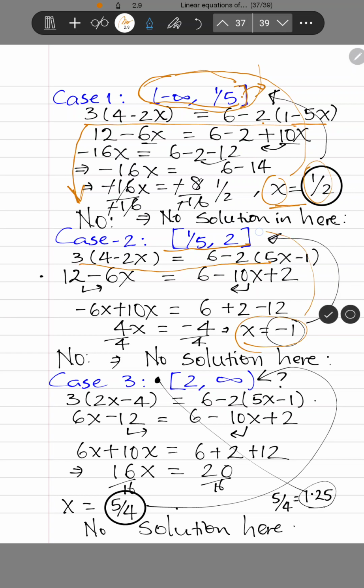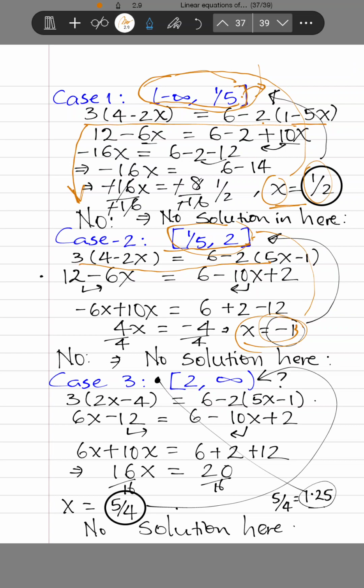Is -1 a member of this domain? -1 from 1/5 up to 2? No, because these are all positive numbers, and then we have a -1 here. So -1 is not a member of this region, and then it is not a solution for this equation. We can substitute and check on the original. That's true. It won't be the solution.